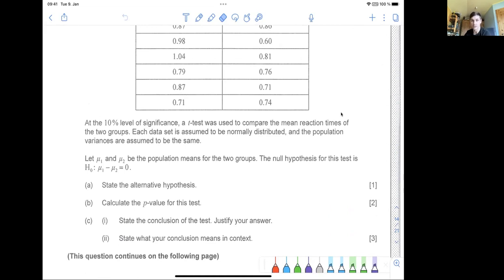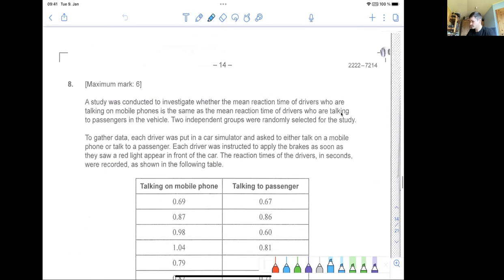So with the alternative hypothesis, there are three options. We have the means in this case not being the same, one mean being higher than the other, and vice versa, the other mean being higher than the other, or less than. To figure out which one we need here, we need to go back up to the first paragraph, and we see it says, a study was conducted to investigate whether the mean reaction time of drivers who are talking on mobile phones is the same.